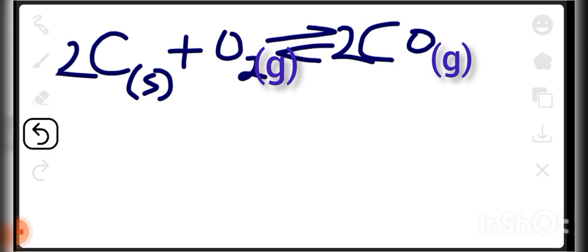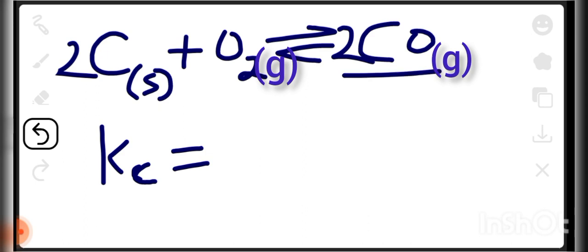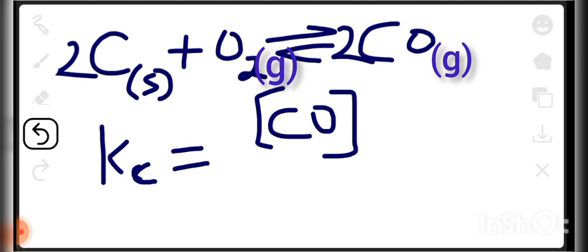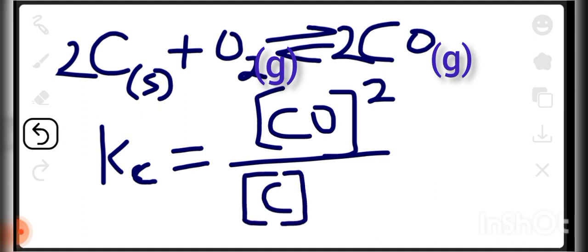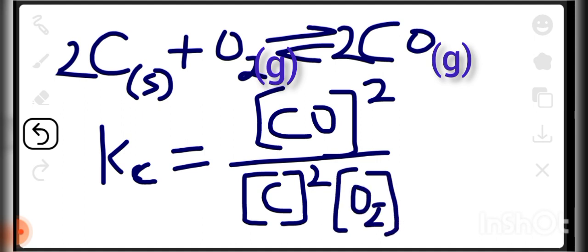So to write the equilibrium constant now, you just write Kc equal to the product. Look at the product here. We have CO as our product, raised to power the number of moles, divided by the reactant. We have C raised to power the number of moles. Then we have O2 raised to power the number of moles. We just have 1 mole, so there's nothing to raise to power there.